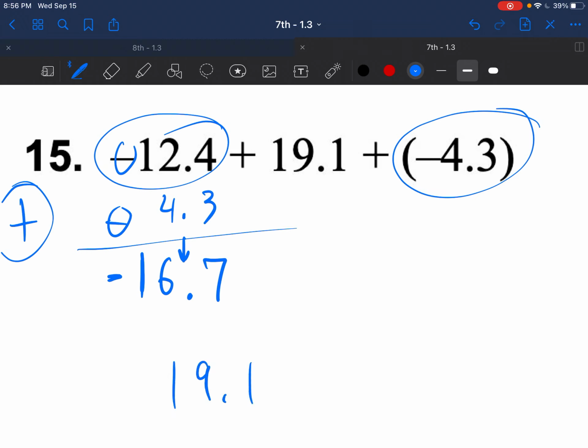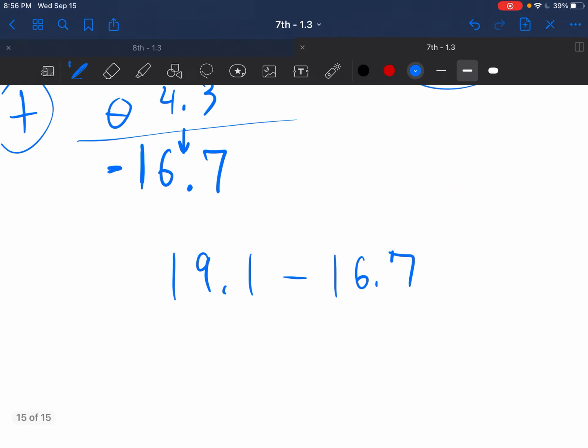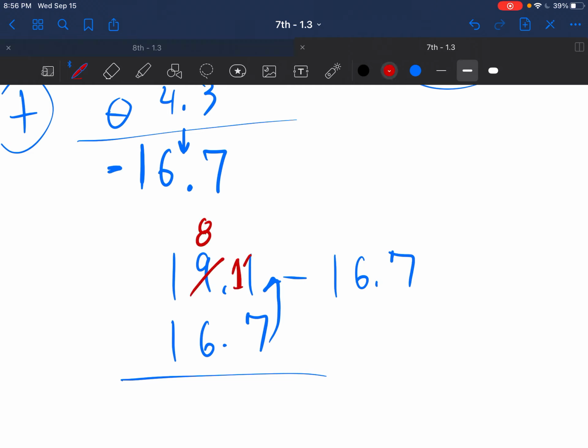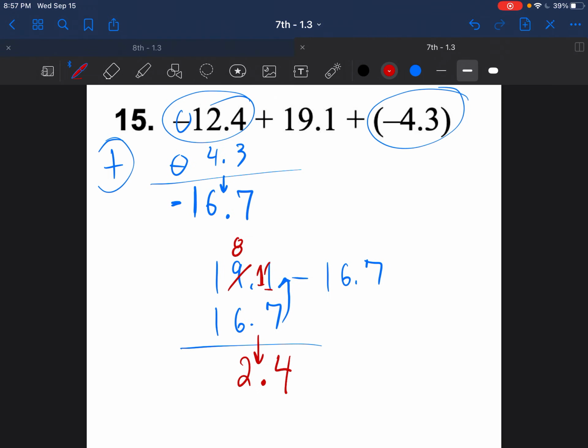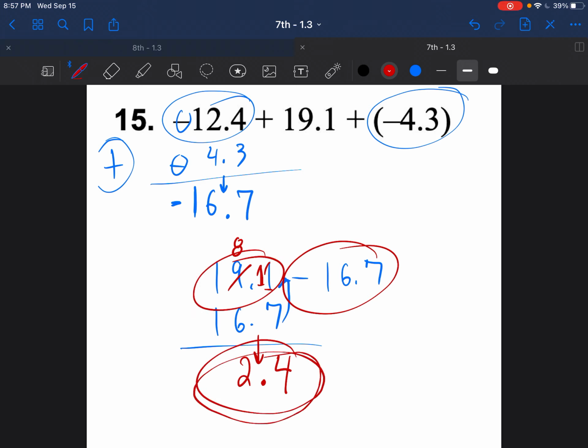So now let's just combine. We have 19.1 minus 16.7. They are different signs. If they are different signs, that means we need to subtract. So 16.7. Let's subtract. Can I take 7 from 1? Nope, I gotta borrow. That turns into 8. That turns into 11. 11 minus 7 is 4. 8 minus 6 is 2. Don't forget to drop that decimal. 1 minus 1 is 0. Do we have more negatives or do we have more positives? We have more positives, so we know our answer is going to be 2.4.